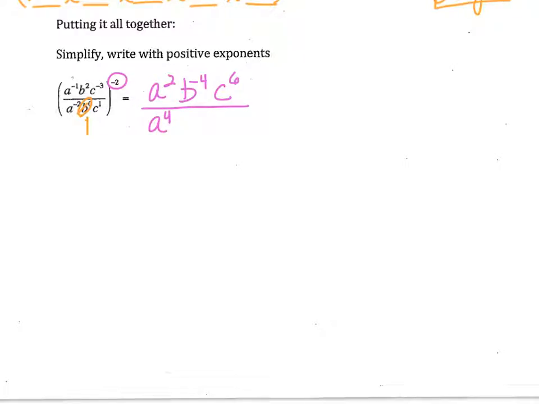The b to the 0, you can just ignore because it's being multiplied by 1. And then c to the first raised to the -2nd, we're multiplying the exponents, and it becomes -2. Okay, so one way to start is to go ahead and just use that exponent in all the different quantities there.